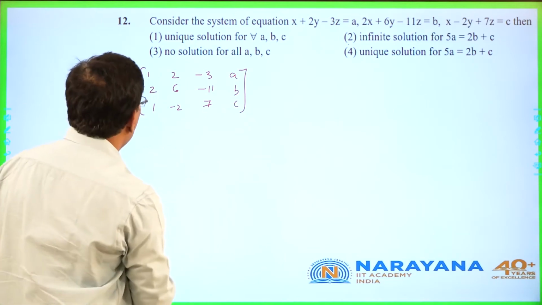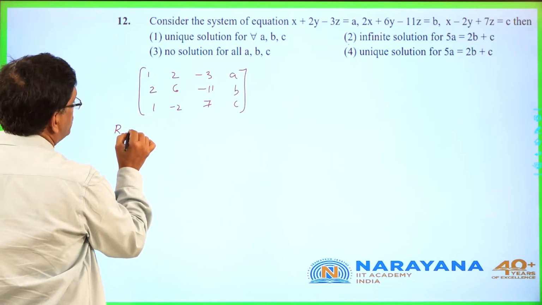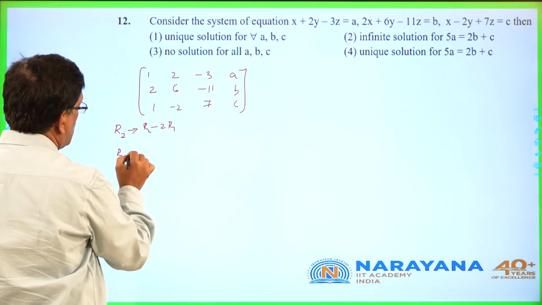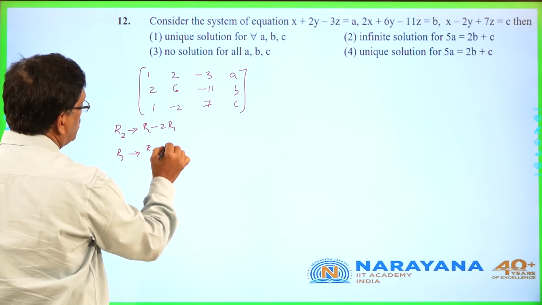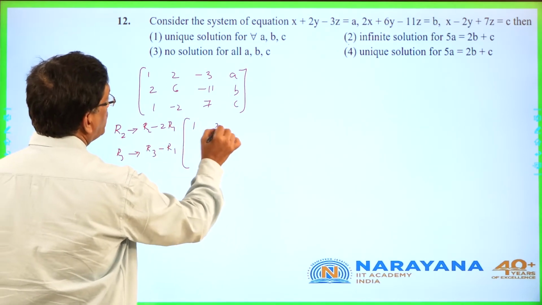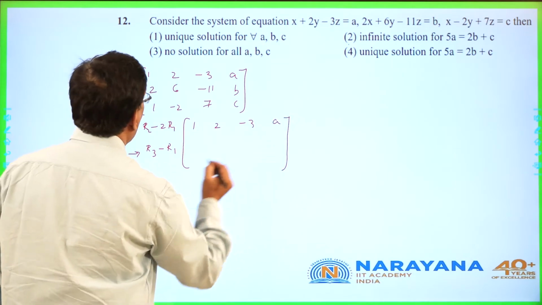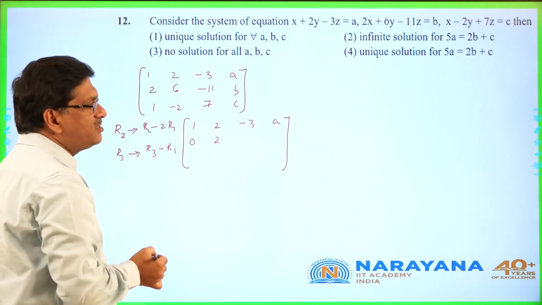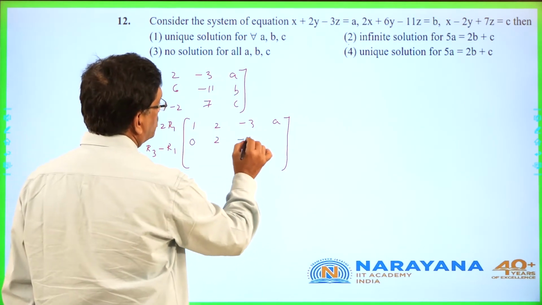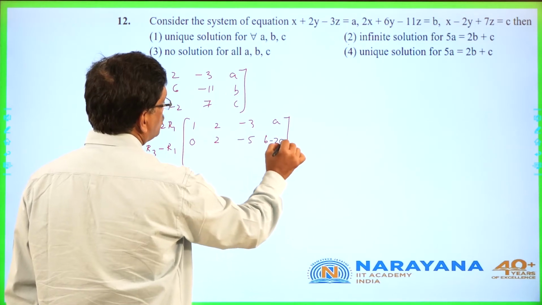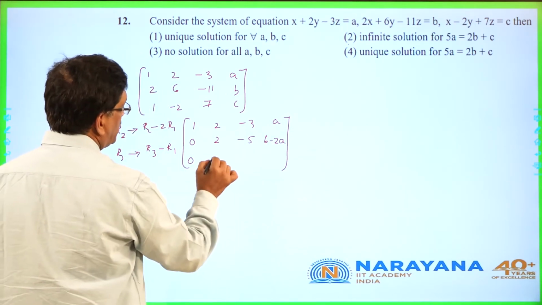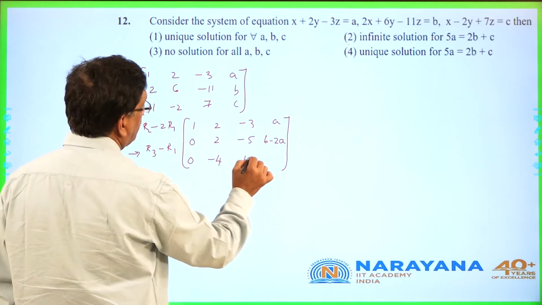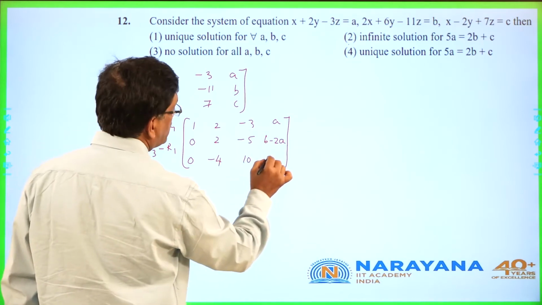Right? Let us reduce lower triangular elements into 0. R2 minus 2R1. Apply R3, R3 minus R1. 1, 2, minus 3, a. Next, 2 minus 2, 6 minus 4, minus 11 plus 6 minus 5. Next, b minus 2a. Next, 0, 2, minus 2, minus 4. 7 plus 3, 10. Right? This is c minus a.